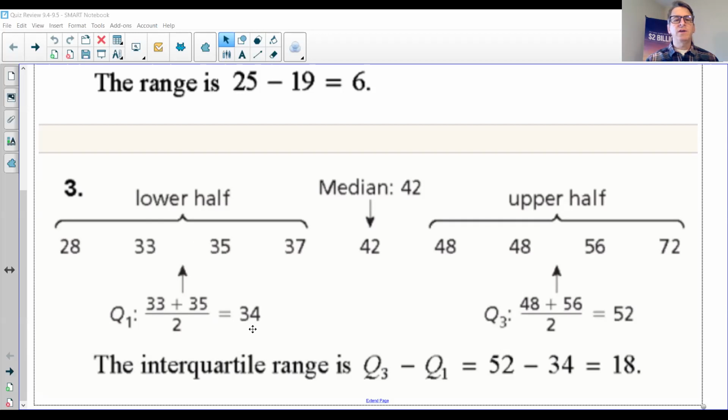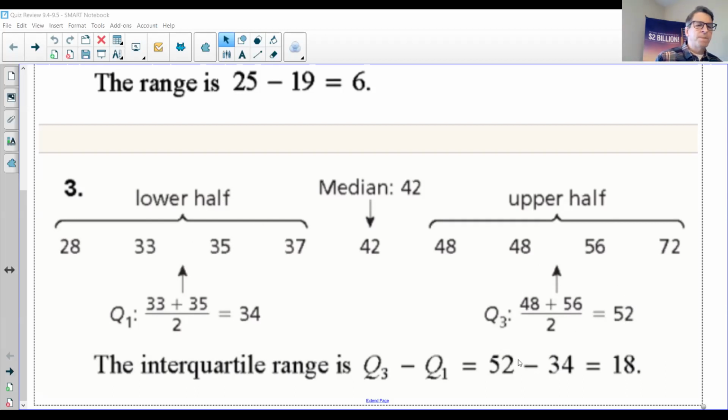So Q1 in this case is 34, which is the median of the lower half, and Q3 is the median of the upper half, which is 52. Now the difference between the two, Q3, 52, minus 34, is equal to 18. And that's the interquartile range, the IQR.